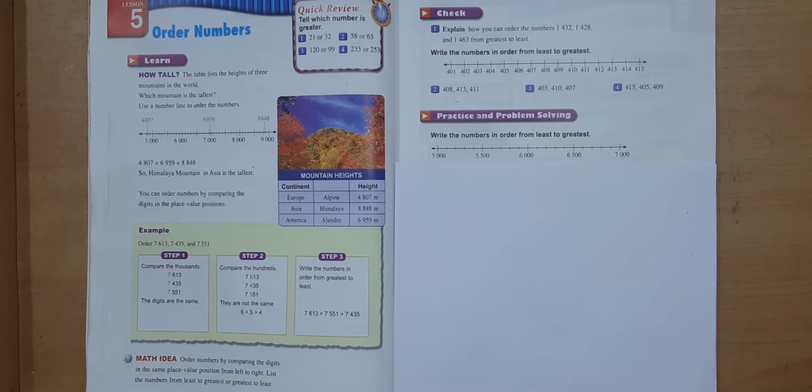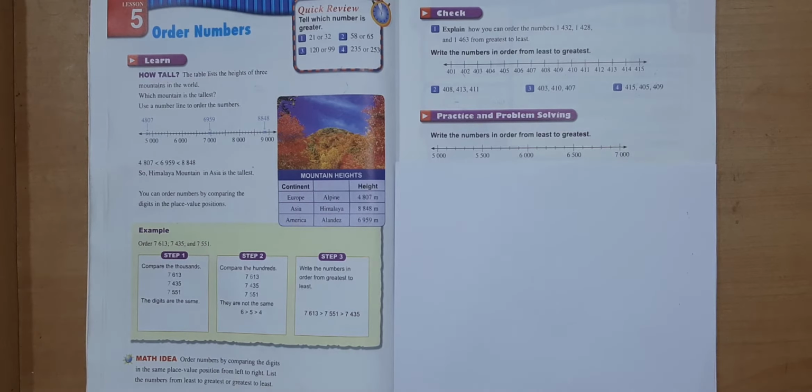So we have the first one, 1,432. The second number is 1,428. And the third number is 1,463.